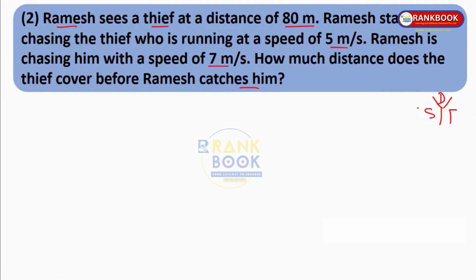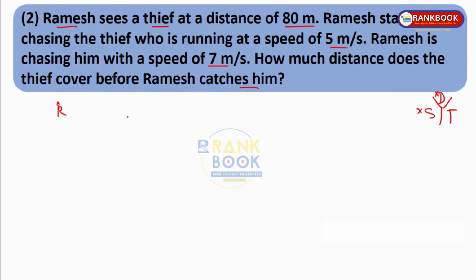Now let's take out what category of sum this is. Is the speed same? No, both have different speeds. Then the distance, actually no, because the thief is at a distance of 80 meters and then both start running, then Ramesh covers more distance. So distance is not same. Is the time same? Yes, the time is same. Let's see how. This is not an average speed sum, so even that category is gone. So let's check whether the time is same or not.